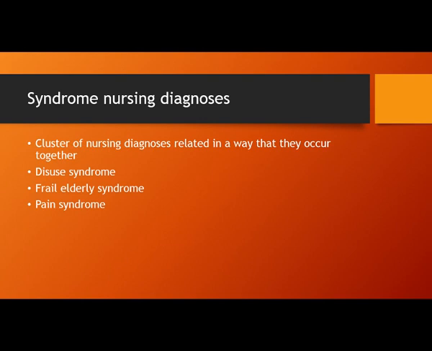And frail elderly syndrome, where frailty is just generalized weakness and debility in the elderly. Pain syndrome, which would be not only diagnoses of acute or chronic pain, but in pain syndrome they have changes that affect various systems of the body as a result of pain. So that's a broader diagnostic category than just acute pain or chronic pain.